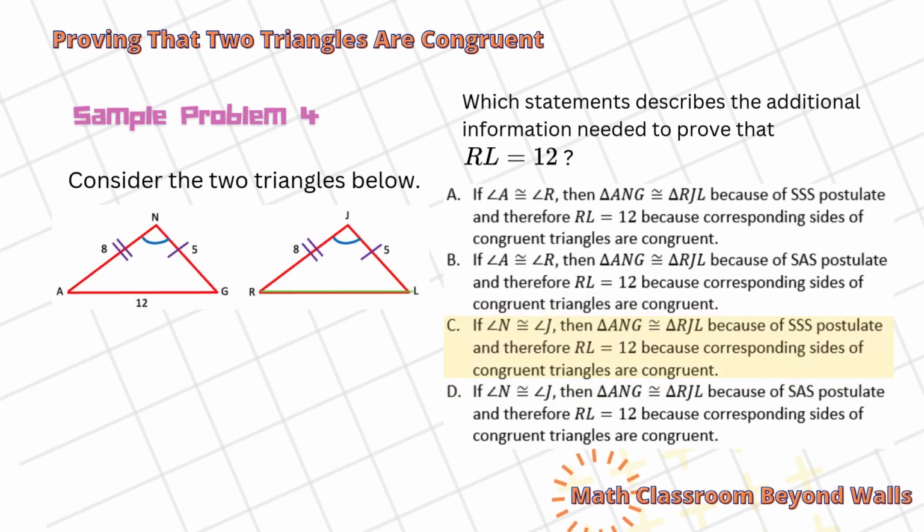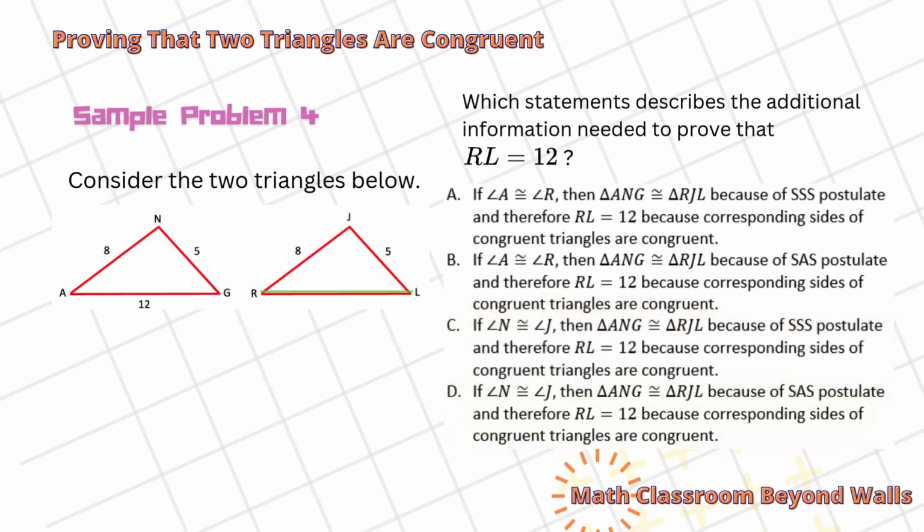With this added information, do we see a display of SSS postulate on it? The added information is a pair of angles, not a pair of sides. So, no, the additional information does not prove that the triangles are congruent, so we cannot conclude that RL is 12.